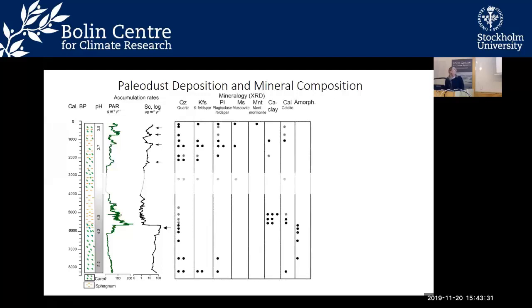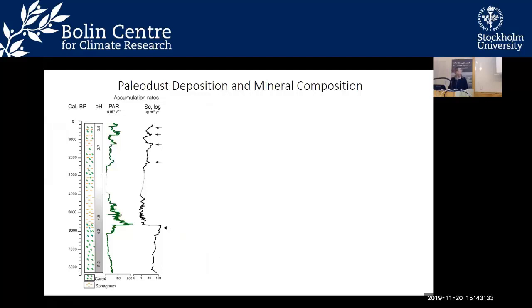And when trying to put this together, based on the behavior of the elements, I have selected elements that are known to be lithogenic and have a conservative behavior in peat, and calculated mass accumulation rates for scandium here. And based on this, you can see that there are 5 periods of increased mineral input in Draftingmosse.